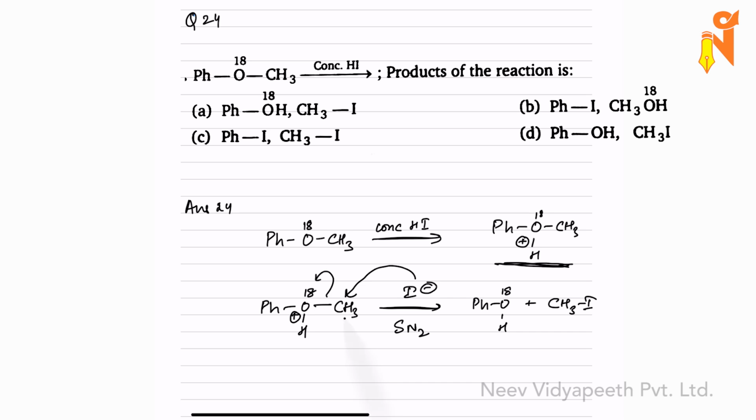Where it is easier, on CH3. On Ph, SN2 attack will not happen. It will not take place because it is a benzene, and on benzene, because of the double bond character with oxygen, because of the resonance, SN2 and SN1 both are not possible. So I minus will attack on CH3. This bond will cleave and you will get PhO18H and CH3I. So this is your option number A.